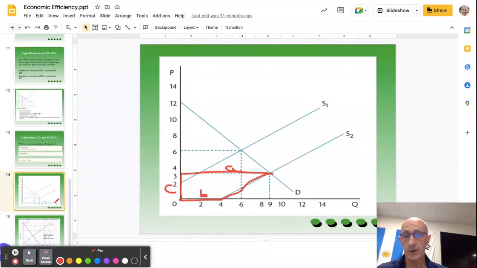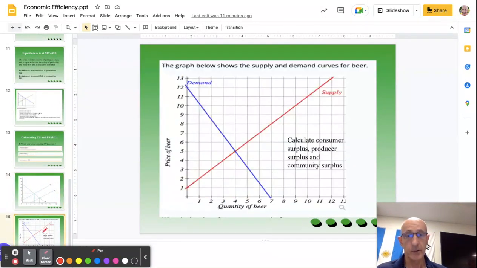Okay, what I suggest is that you look at a couple of other questions on it. There's one here where you're asked to calculate the areas and the community surplus as well. You could then shift your supply curve and do other areas as well, just to test your understanding of the way that those things are calculated.